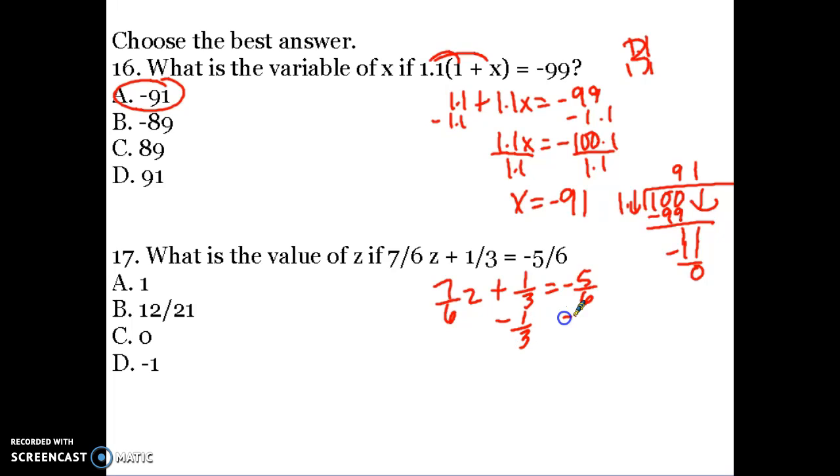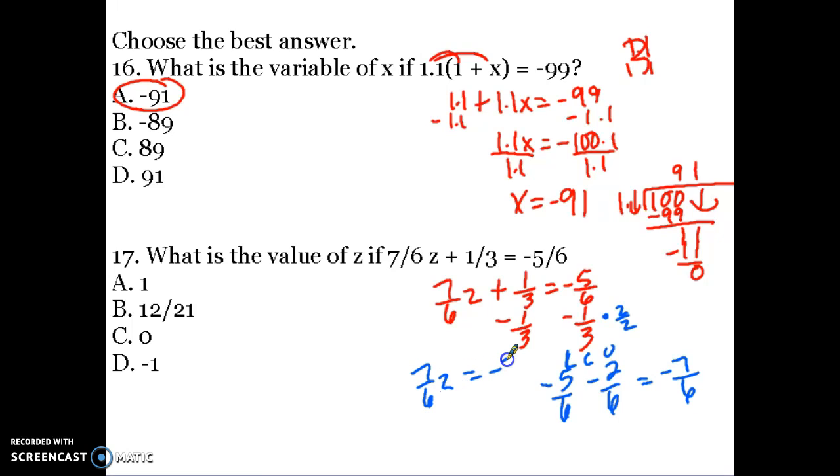What is the value of z if 7/6 z plus 1/3 equals negative 5/6? Subtract 1/3 from both sides. You have to have a common denominator. My common denominator is going to be 6. So I'm going to multiply the second fraction by 2. Negative 5/6 minus 2/6. You have to use additive inverse. That becomes negative 7/6. 7/6 z equals negative 7/6. Multiply by the reciprocal. Z equals negative 1.